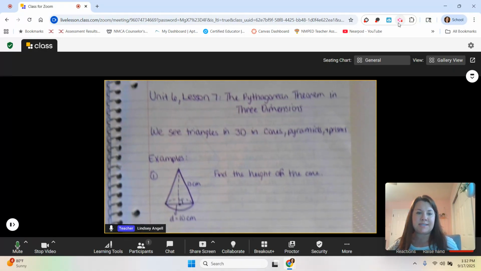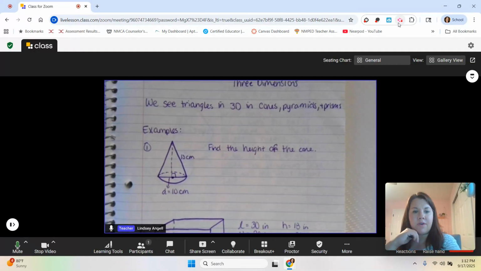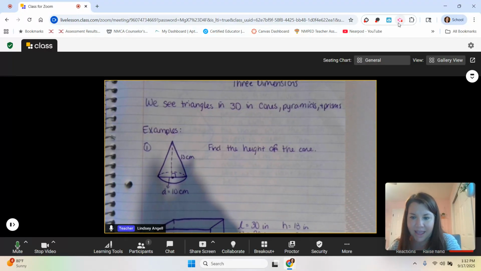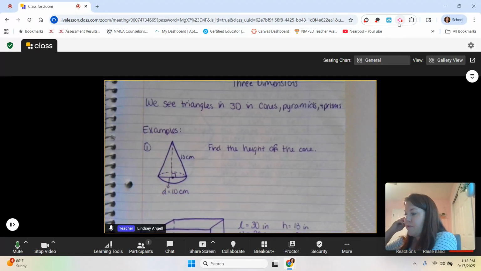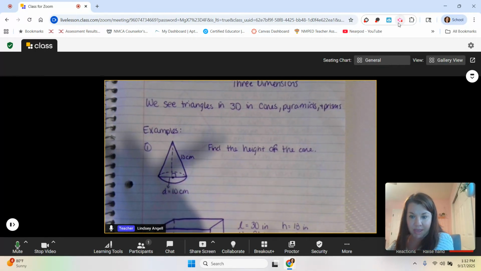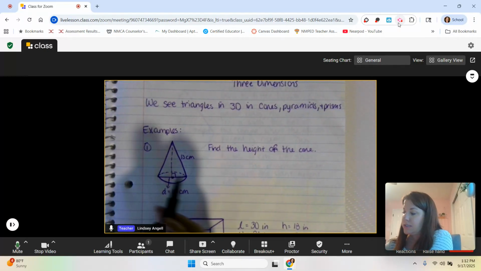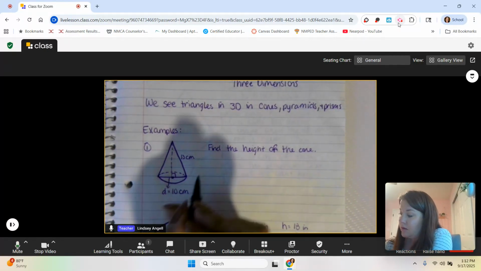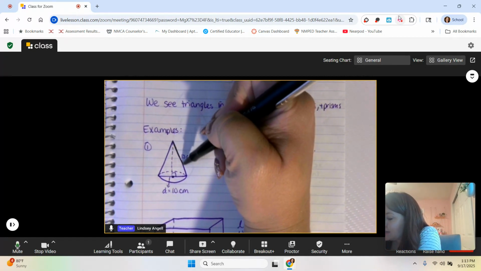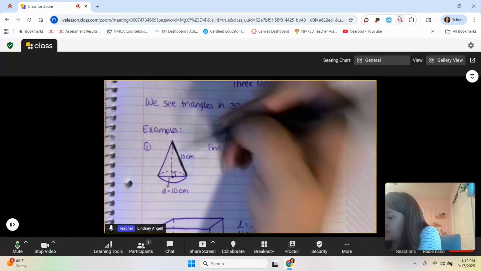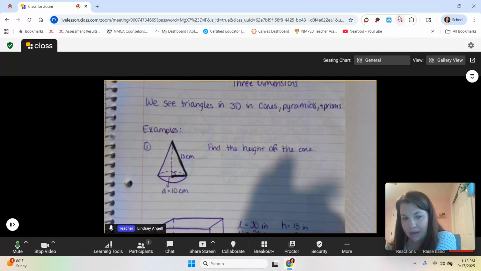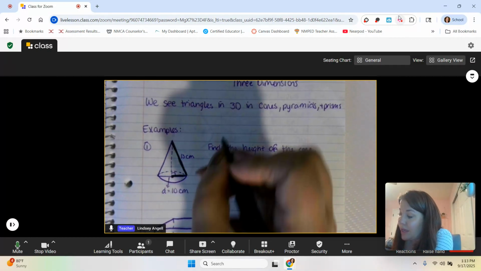So for my first example, I've got this cone. If you can imagine it being 3D, kind of like a birthday hat, okay? That's what this reminds me of. And I'm told that the diameter, which is the length all the way across the base of a cone, a circle, is 10, okay? And I know the slant height. The slant height is 13. And if I know the diameter, that also means I know the radius, which is what I need for this triangle.